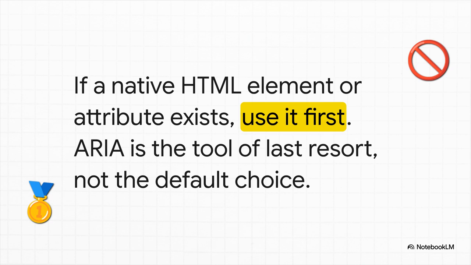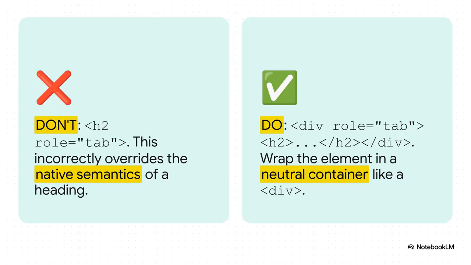ARIA is your tool of last resort, not your first choice. Okay, rule number 2. Don't change an element's native semantics. What that means is you should never take something like a heading, an H2, and try to make it something else, like role equals tab. That heading already has a really important job. Instead, let the heading be a heading, and if you need to, wrap it in a neutral element like a div and apply the ARIA role to that.